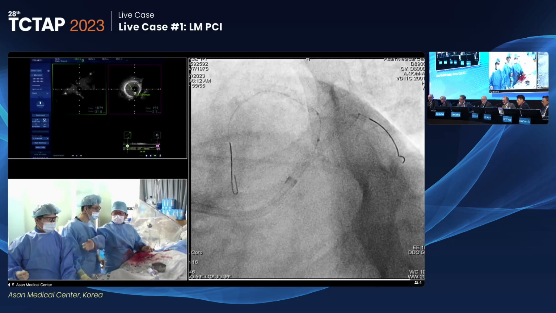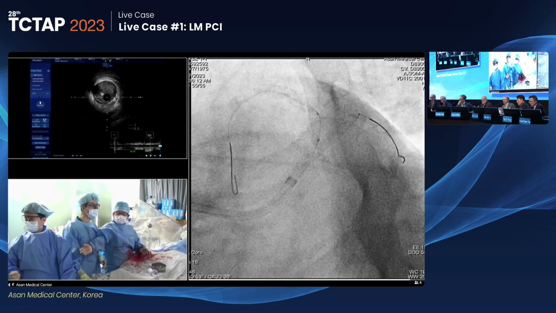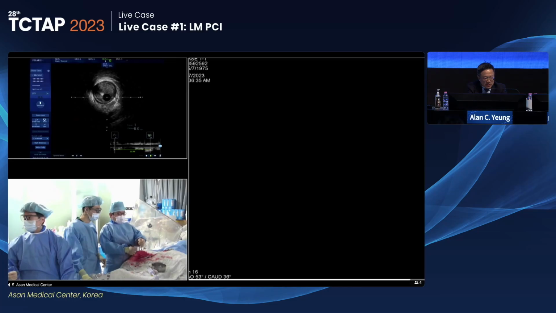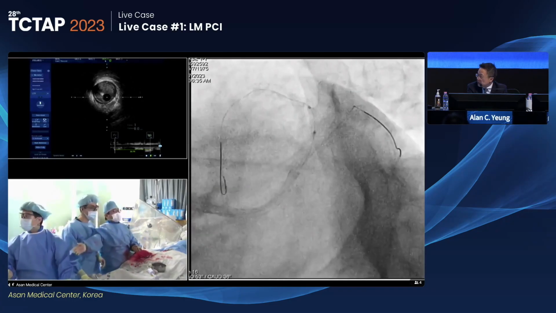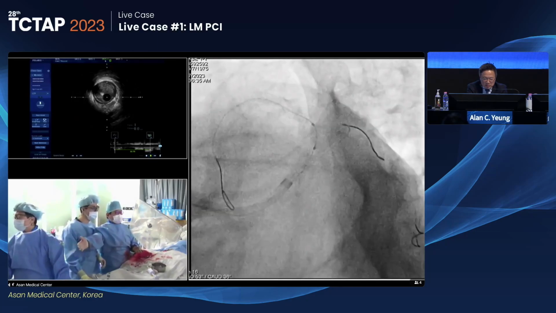Stent. All right. So, Jung-Min, you're going to stent the diagonal and you're going to stent the circumflex, right? But this is the decision point, isn't it? Because actually you've got good balloon dilatation to the other two vessels.